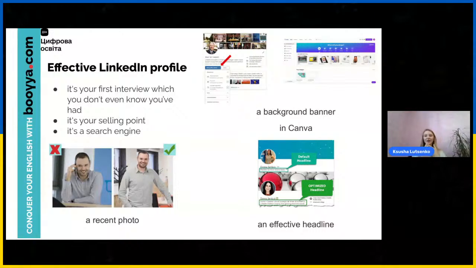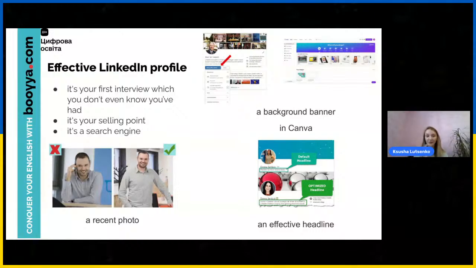When a recruiter visits your LinkedIn profile, they can make their impression about you in just a couple of seconds. Your photo, your background banner, your headline, your name, and how well and how much time you spent on your LinkedIn profile and how well you filled in every section. So sometimes when they invite you to a job interview, you should understand that they have already learned the biggest part of information about you.